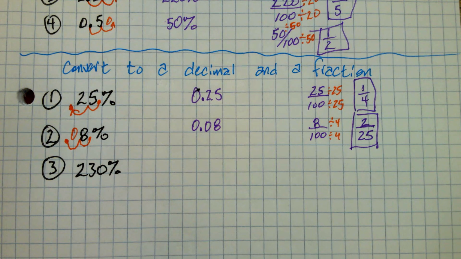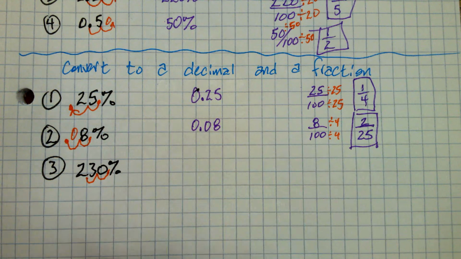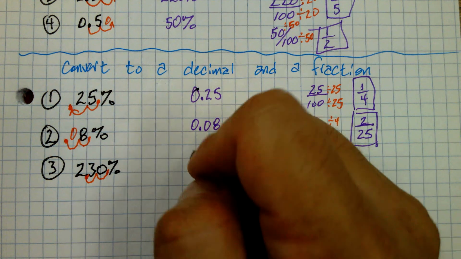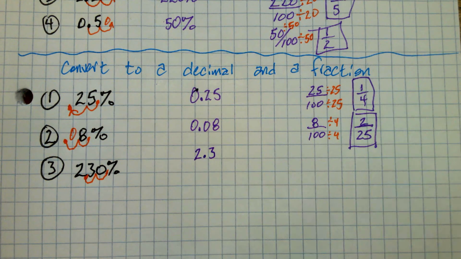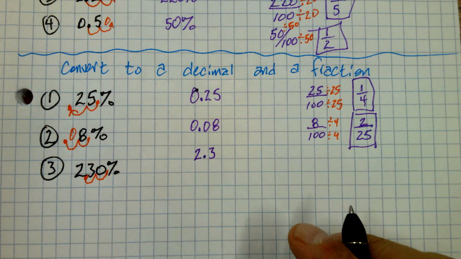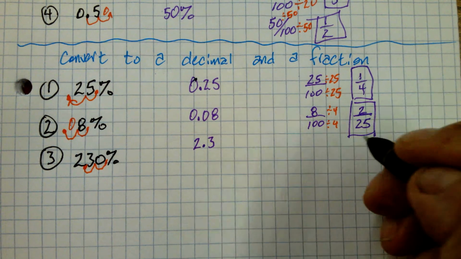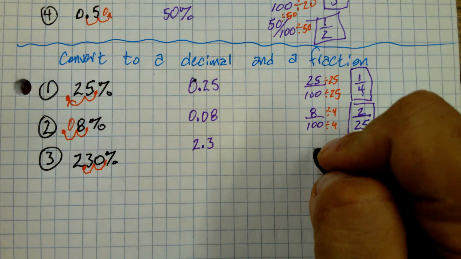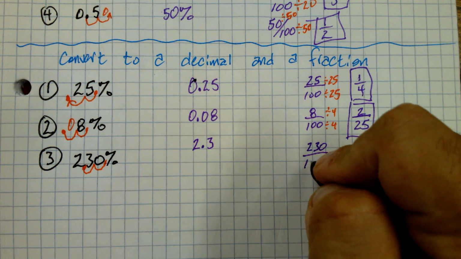Now we're going to move the decimal over 2 places to the left here. And it looks like we end up with 2.3, or 2 3/10. And how about as a fraction? Do you want it as a mixed number or a fraction? Well, as just an improper fraction, that'd be 230 over 100.